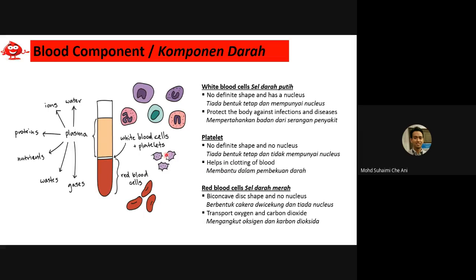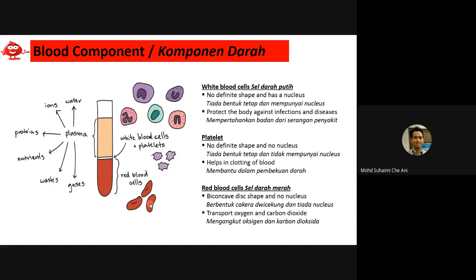If you have any cut, for example on your hands, you will have bleeding, right? But after a few days, you will see that there is some hard blood over there, a blood clot, that will avoid the excessive bleeding. So what is the component that is responsible to build the blood clot? This is where the platelet plays its function. And this one also doesn't have a definite shape and has no nucleus.